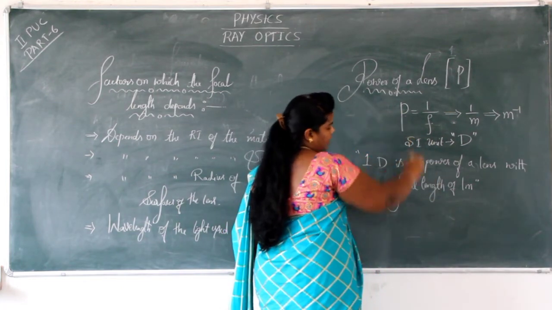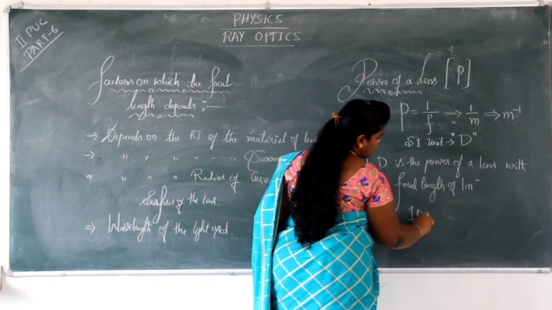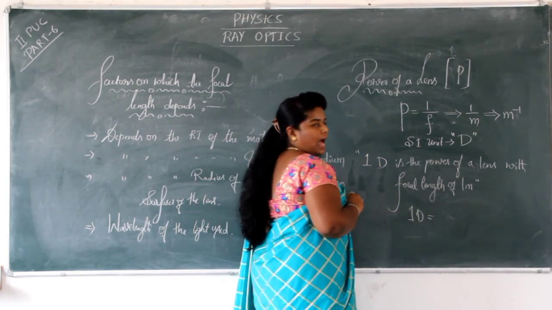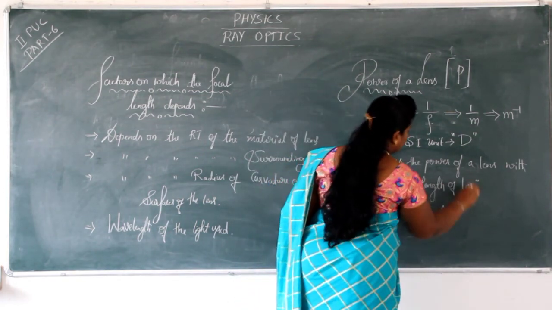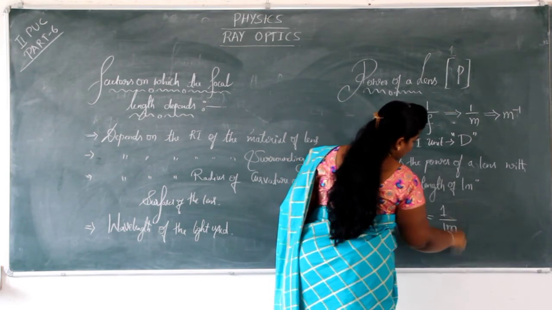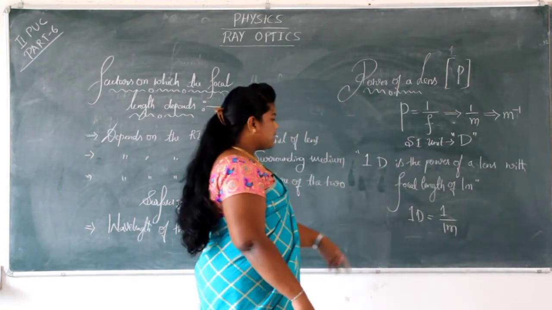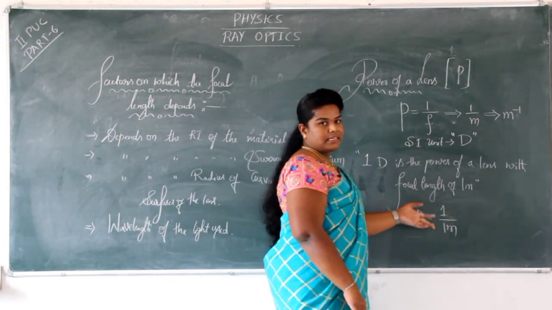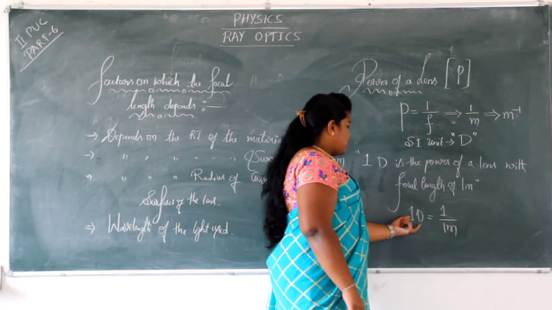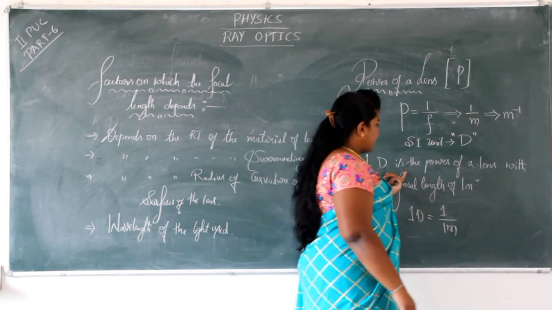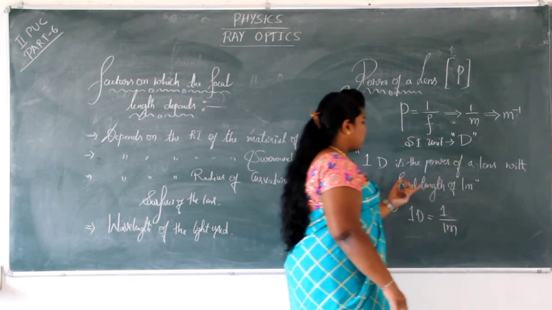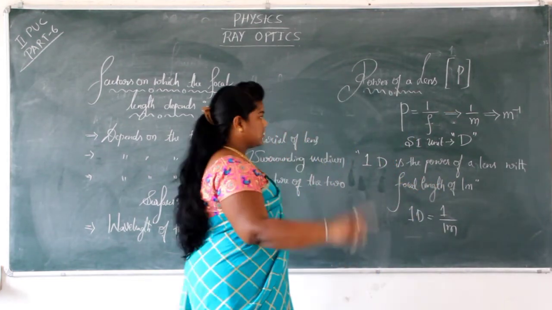Here we have power, right? If I want to write the power as 1 diopter, I substitute the focal length as 1 meter. Then only I will get 1 by 1 is 1. Otherwise, I will get different values. So 1 diopter is easily defined as the power of a lens with focal length of 1 meter.